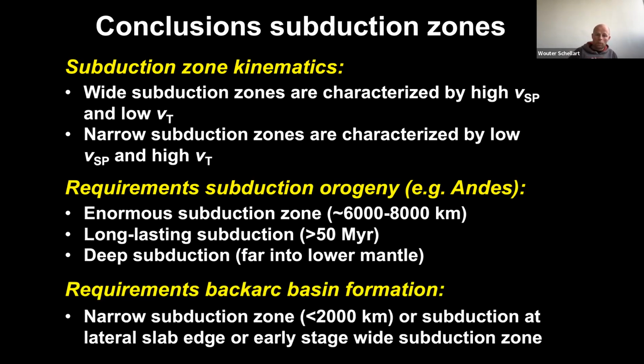And what are the requirements for back-arc basin formation? Well, in general, we can have a very narrow subduction zone that retreats happily backwards at rapid rates, so less than, say, about 2,000 kilometers.